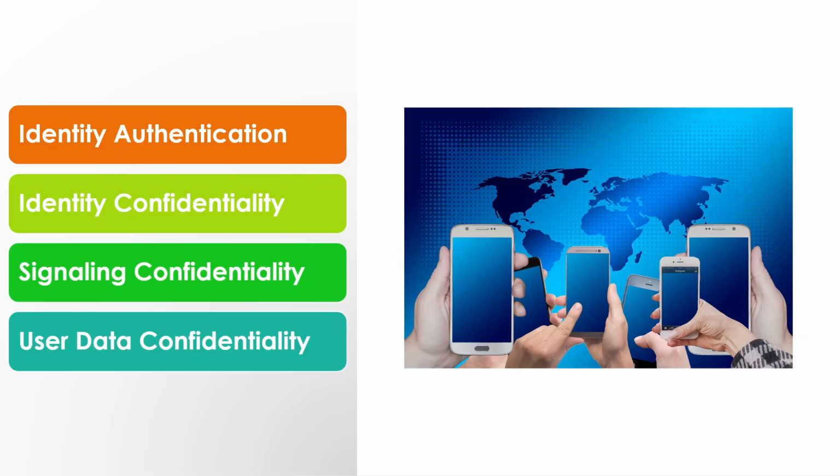Subscriber identity confidentiality provides the privacy of the identities of the subscribers who are using GSM network resources. It provides protection against tracing the location of a mobile subscriber by listening to the signaling exchanges on the radio path.